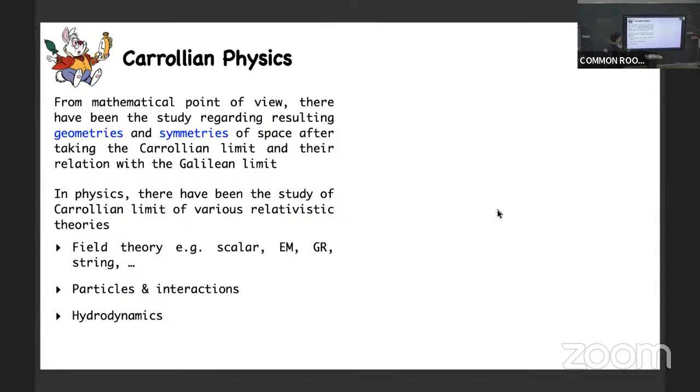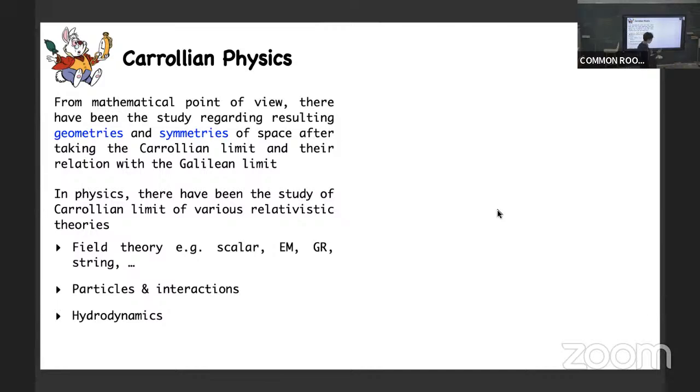And well, I guess some of the people who work on this limit just want to do the mathematical game, but some of them want to extract some useful information about these theories under this limit. And somehow they think maybe it's useful to understand the concept of holography and stuff. And this is one thing.